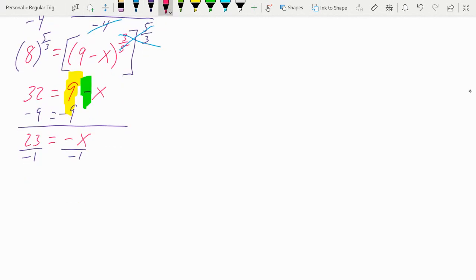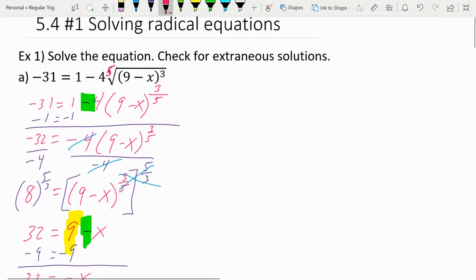And then I end up with x is equal to -23. All right, so now we've done everything correctly. Every step is correct. But now we just have to make sure, is this answer extraneous or not? We have to make sure to see if the answer works. So what I do is I go back to the original problem, all right?